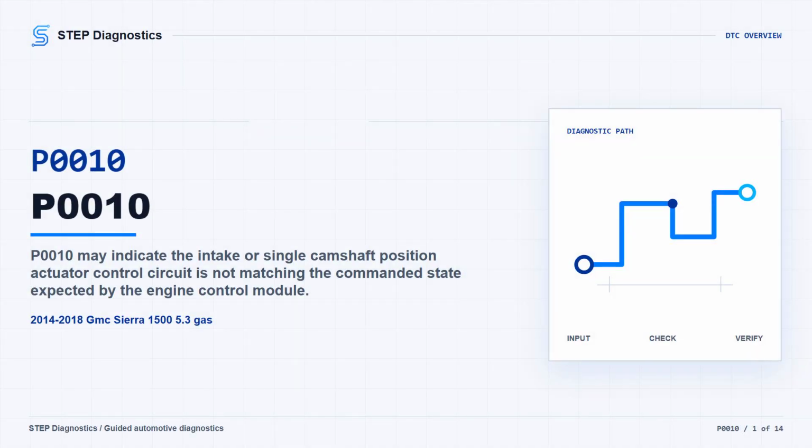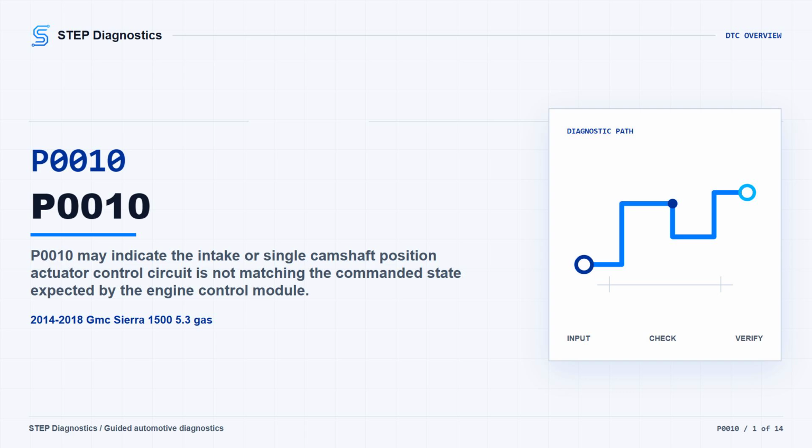On this 2014 to 2018 GMC Sierra 1500 with the 5.3 gas engine, P0010 points us toward the intake or single camshaft position actuator control circuit. In plain terms, the ECM may be commanding the cam actuator solenoid one way, but the circuit feedback is not matching what it expects. The truck may run normally, or it can have rough running, reduced performance, timing-related drivability complaints, or a check engine light with no obvious symptom.